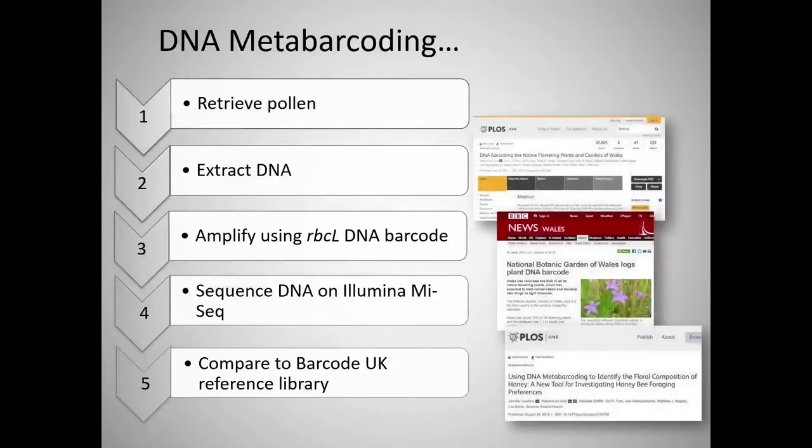And this is possible because Britain now has, well, certainly Wales was the first country in the world to have a complete DNA barcode reference library for all its native plants. And this has already been used by my colleague Jenny Hawkins in her PhD to look at the origins of honey. So, results.